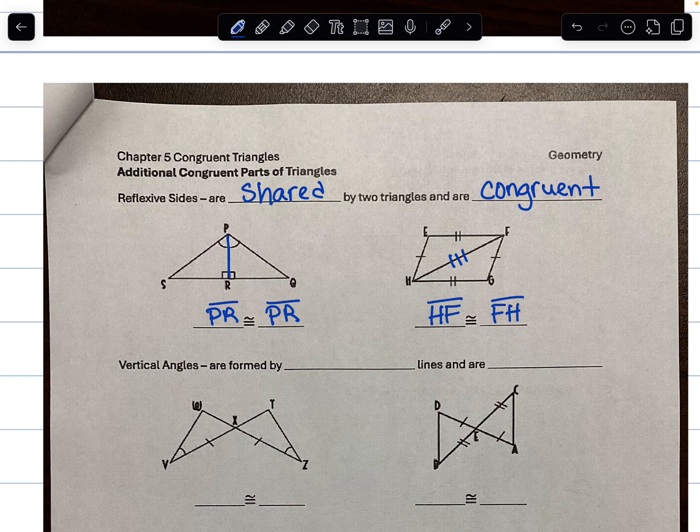Everyone's okay with that one, yes? This next one we should also know. What do we know about vertical angles? They're congruent. They're formed by intersecting lines and are congruent.